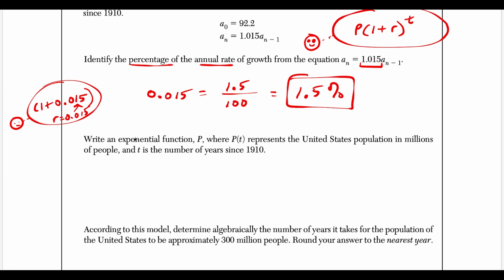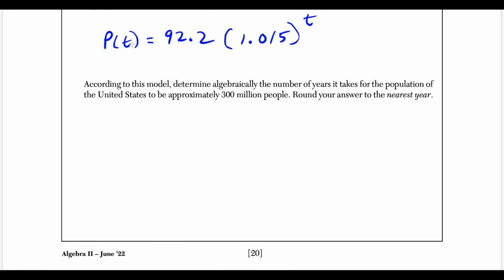So now we have to shift our focus and write an exponential function, P, where P of t represents the population in millions of people, and t is the number of years since 1910. So for this one here, we could use this helpful form and see that P of t is equal to, and we had the initial population is 92.2. So that P value in front always represents the initial amount or population. So we have 92.2 times the rate of growth plus 1. So we have times 1.015 like this, and it's a function of t, so we just throw on that exponent in terms of t.